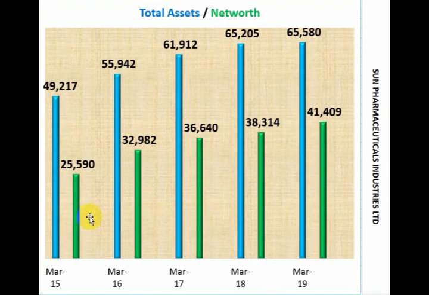We should look for a steady rise in both the total assets of the company as well as the net worth, which we see in this chart where the company's assets are increasing, and the company's total net worth, indicated in green, is also increasing.